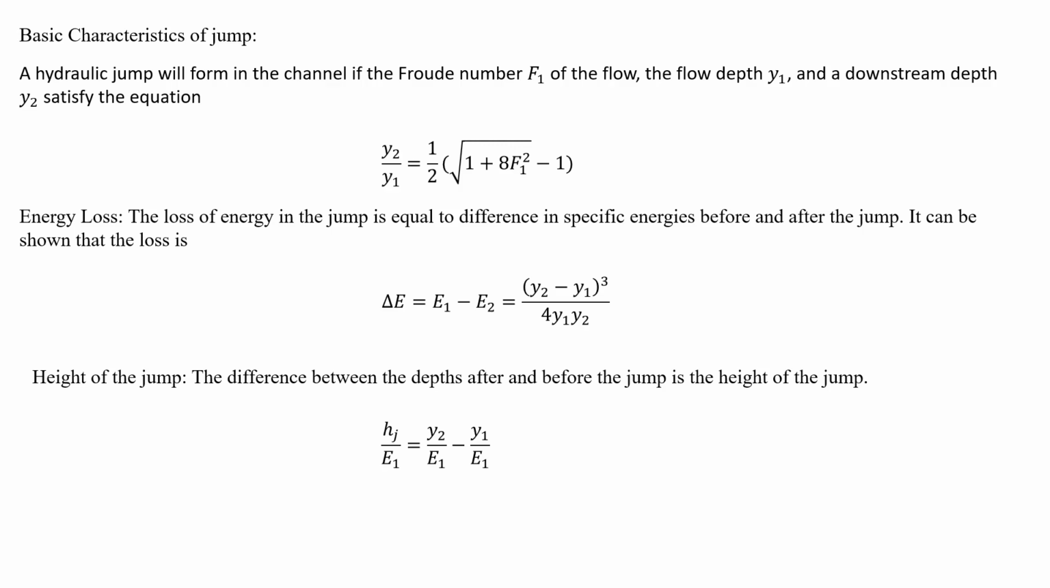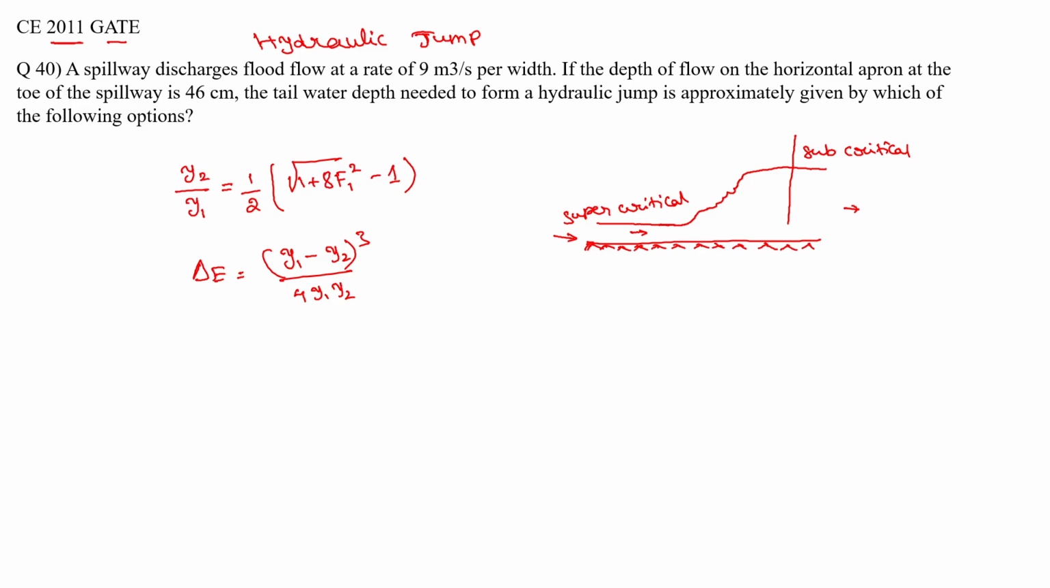So a hydraulic jump will form in a channel if the Froude number of the flow is greater than one, and the downstream depth y2 can be calculated using this particular relation. Let's say I take section 1 and section 2 here. So here I'll have y1, v1, F1. Similarly I have y2, v2, F2. Suppose if one knows y1 and F1 at the upstream, we can calculate the y2 and subsequently other terms also. So the question is essentially to use this particular relation only.